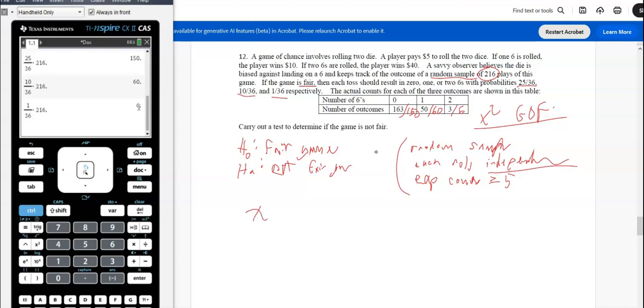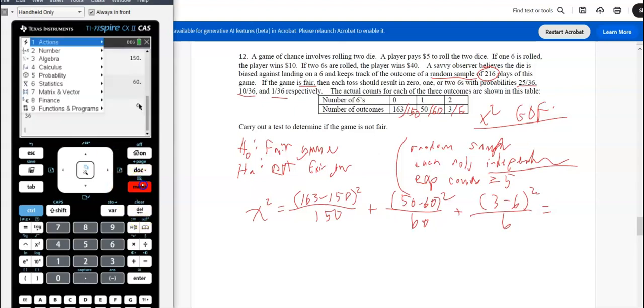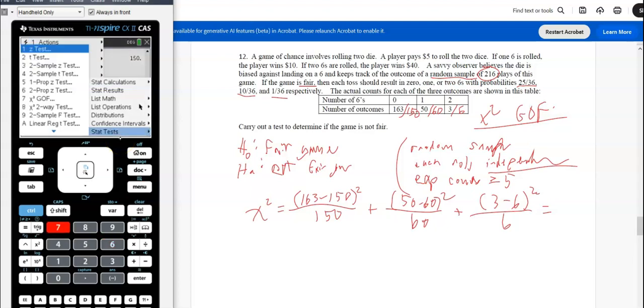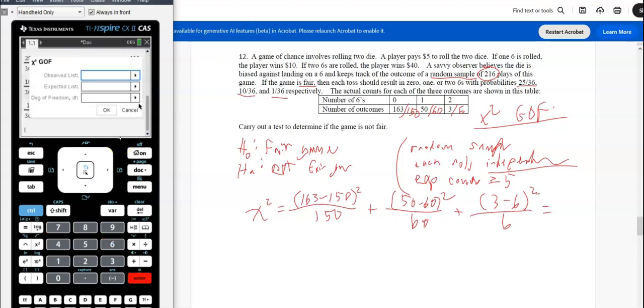The chi-squared test statistic is going to be the observed 163 minus 150 squared over 150 plus the next one would be 50 minus 60 squared over 60 plus 3 minus 6 squared over 6. And let's do this one on our calculator. So let's see how to do this. If I don't really remember, let's see, 6, 7, chi-squared gives us a fit. What do we need to have here? Observed list and expected list. So we need to have those two lists.